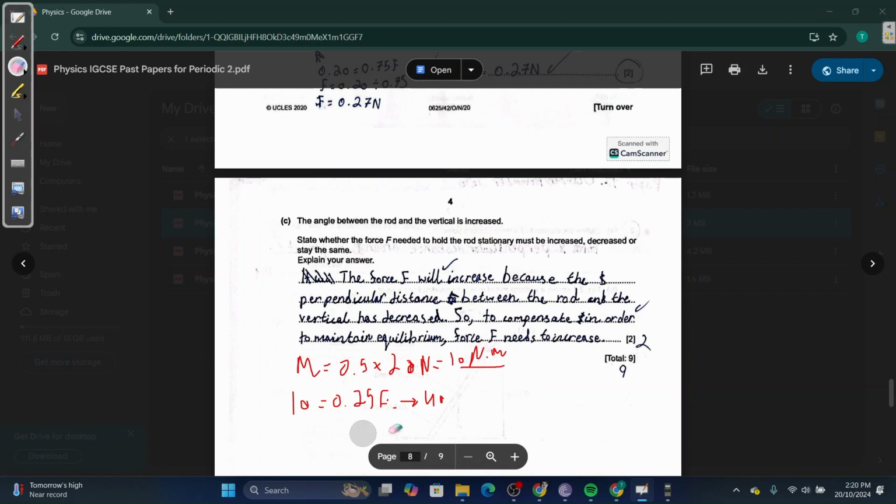So that's basically what's explained here, and that's it. Now I might have overcomplicated it, but look at the marking scheme and it'll explain it more clearly.